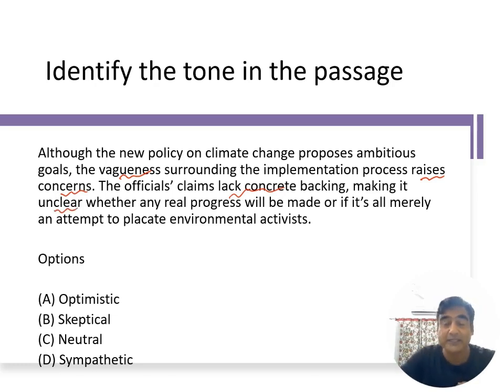Now, if you look at all these words, what are we looking at? The author is concerned, the author is not very happy, he is not sure how the new policy on climate change is going to be. It is vague regarding implementation, it raises concerns, there is lack of concrete backing, unclear. So we can very well say the author is not positive. Now when we say that the author is not positive, can I remove options? Optimistic? No, definitely not. Neutral? No. He is skeptical, he is doubtful? Yes. So option B would be the correct answer.